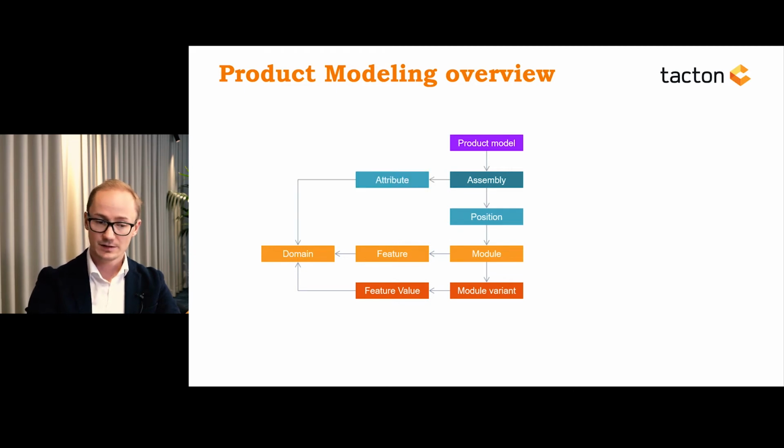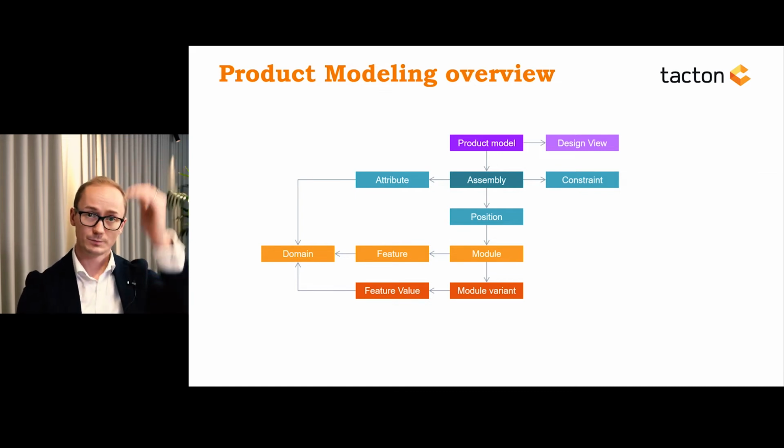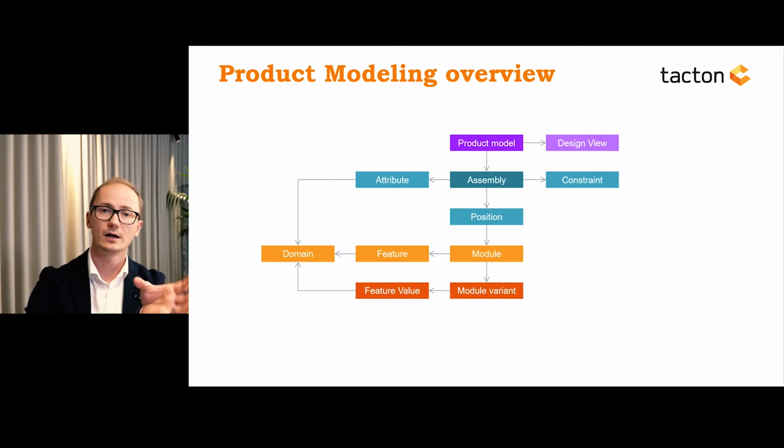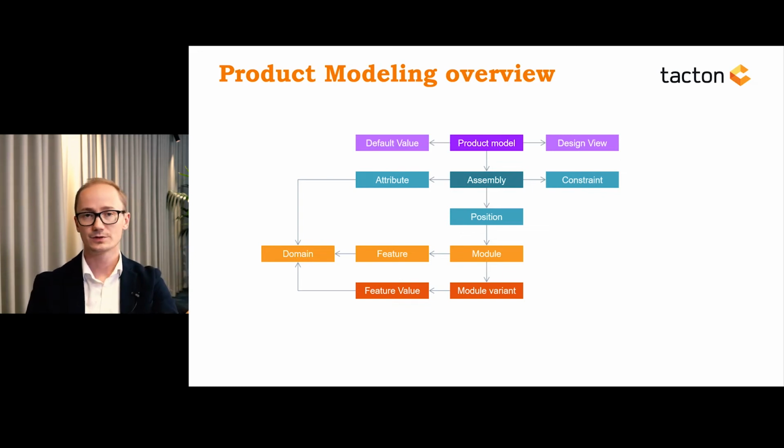The assembly can have additional attributes in itself. They also have domains. And on the assembly level is where we define the relationship between the positions, and that is what we call constraints. And then for the top level of the product model, we decide on how we should present this for different users, and that's what we call a design view. And on the product model level, if we want to set defaults, like always set the rim material to be aluminium, that would be on top as default values.